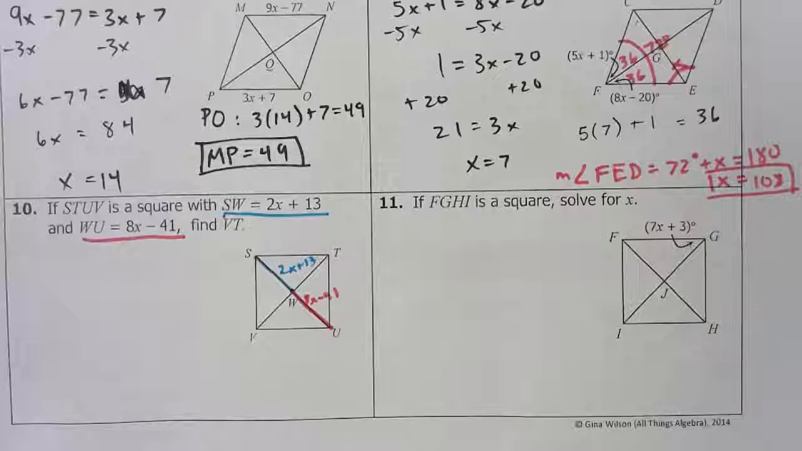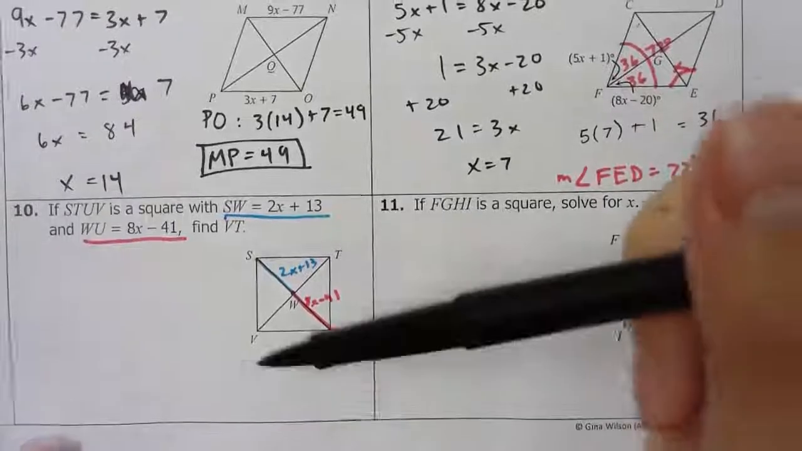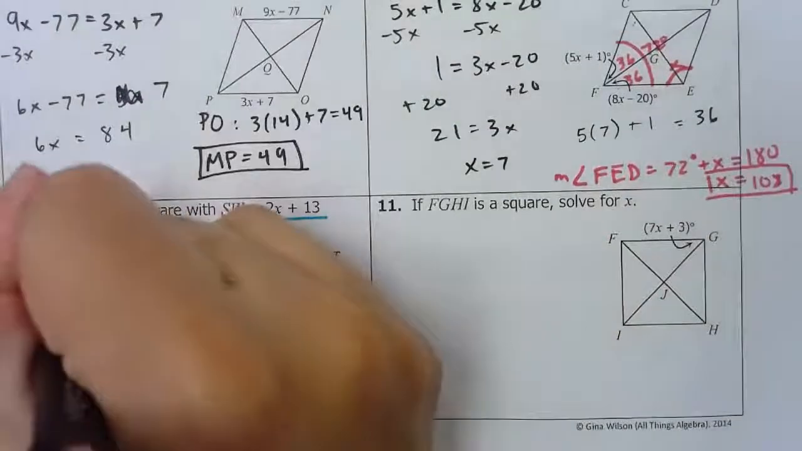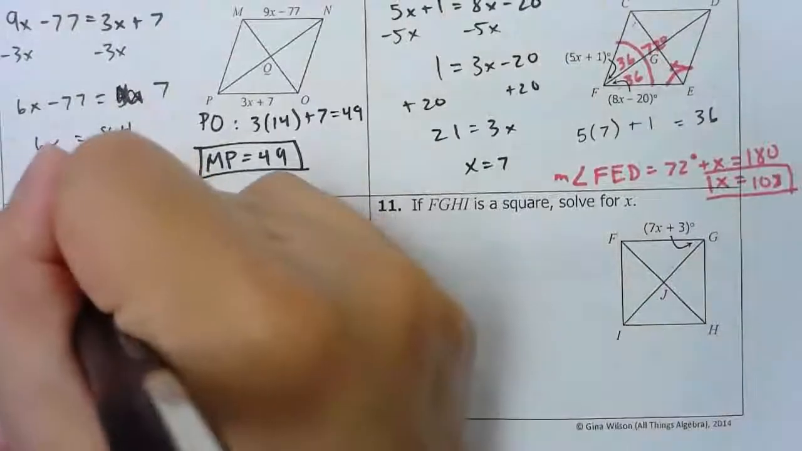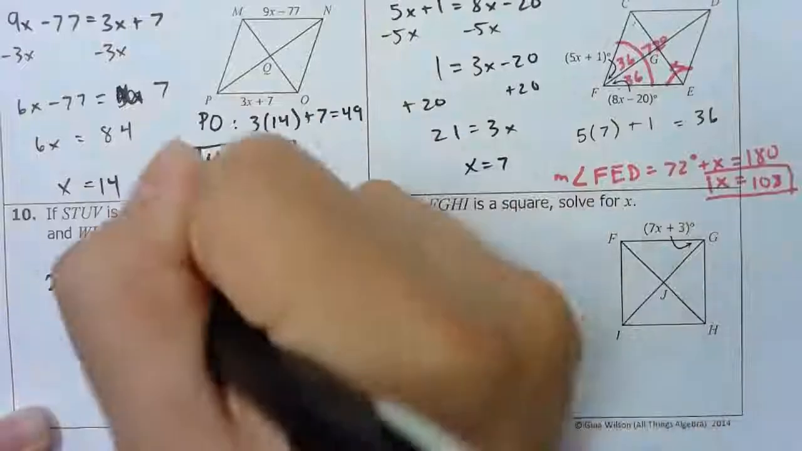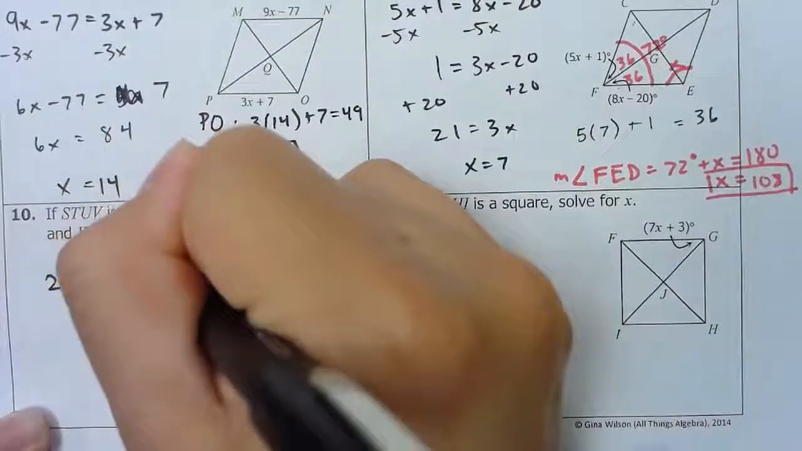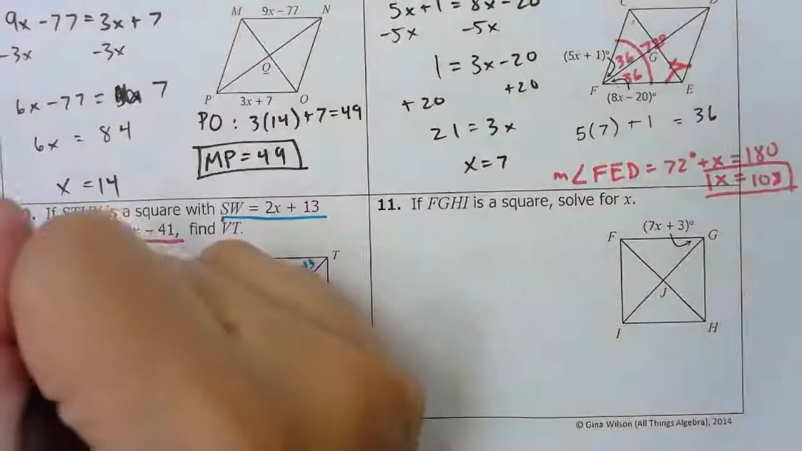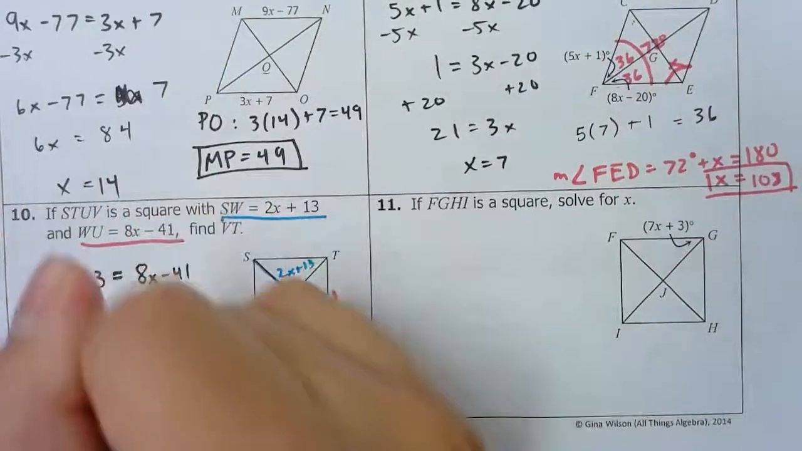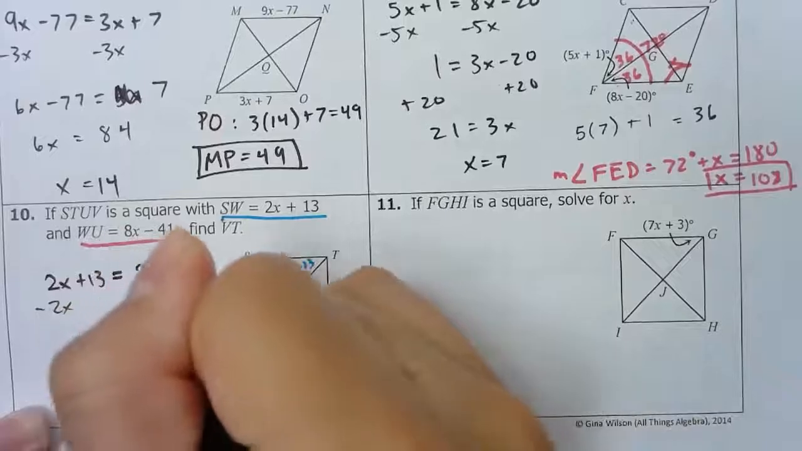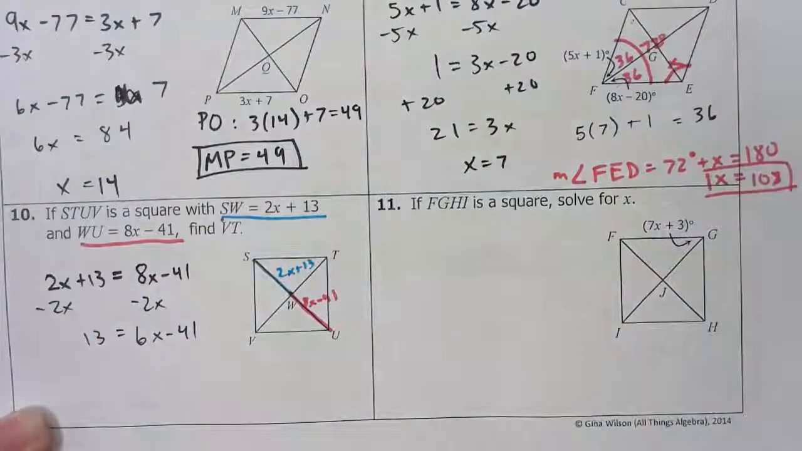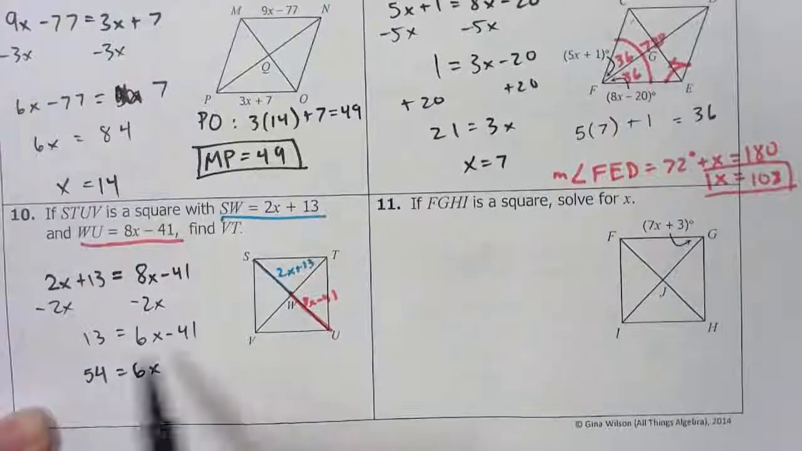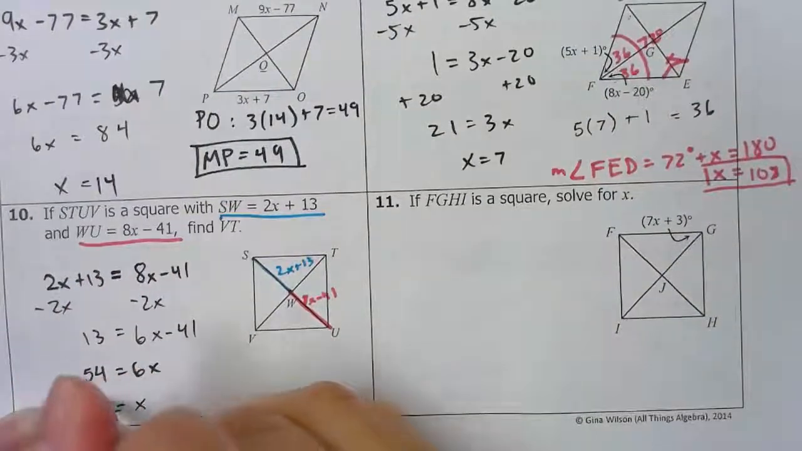The diagonals are bisected, so both halves have to be equal. So I can say 2x plus 13 is equal to 8x minus 41. I solve for x, I subtract 2x from both sides. I get 13 is equal to 6x minus 41, and then I add 41 on both sides, and I get 54 is equal to 6x. If I divide by 6, I get x is equal to 9.